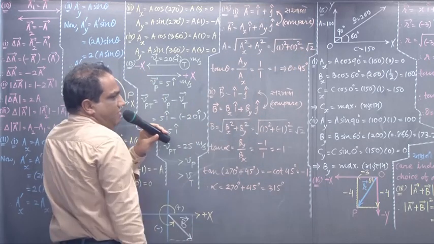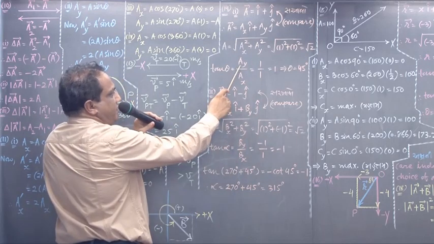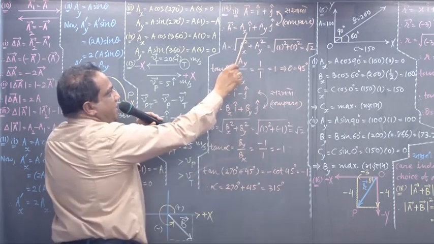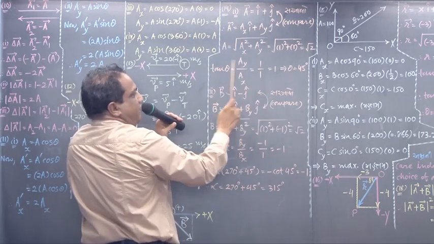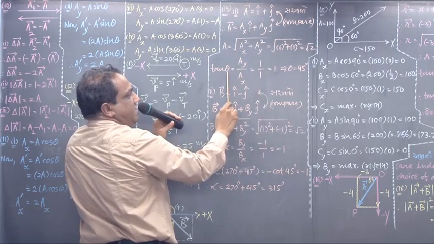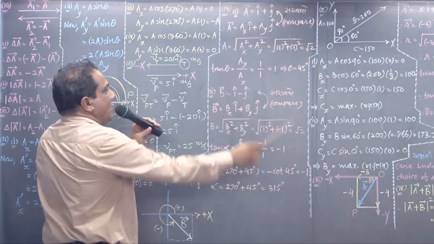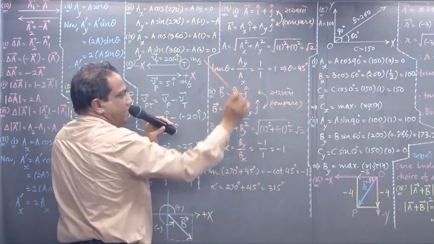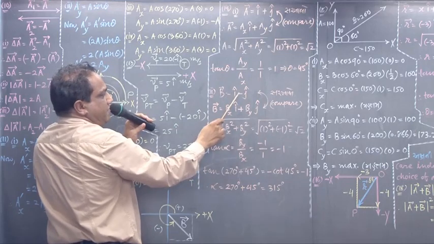What is the tan theta formula? Always y component upon x component. Y component is Ay, x component is Ax. Ay is 1, Ax is also 1. 1 upon 1, that is 1. Whenever tan theta is 1, theta is 45 degree. Theta is 45 degree, okay? Or pi by 4 radian.